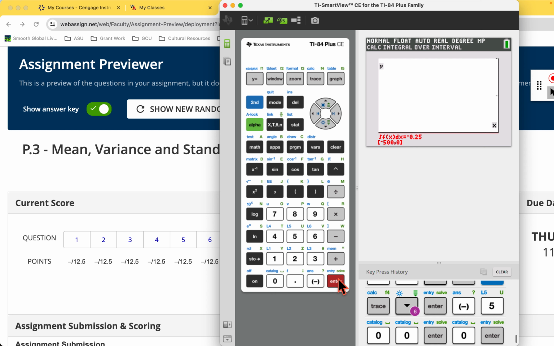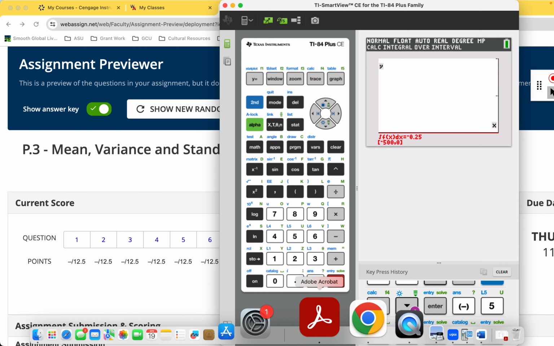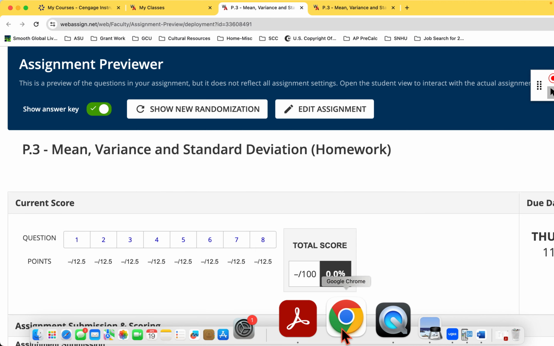How do we find the variance? Then we just have one more and we'll be done. Kind of stretching it out here. Let's see.